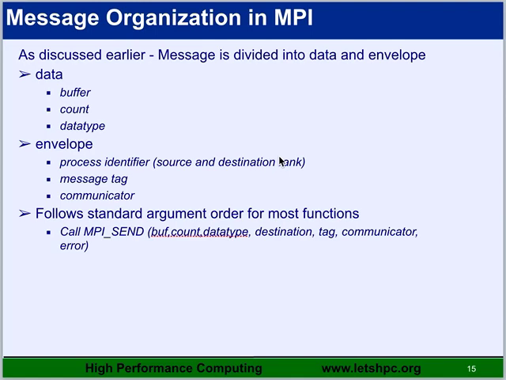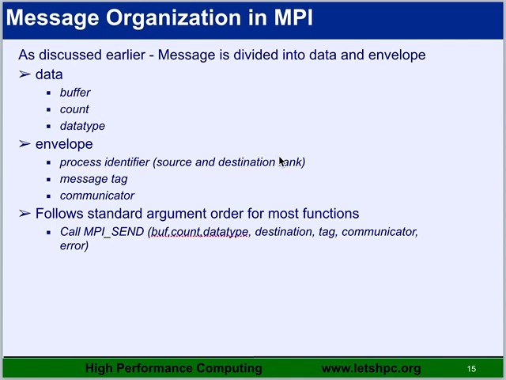So let us look into the message organization in MPI. So a message is basically divided into data and envelope. So data has basically three components: the buffer. We'll discuss what exactly a buffer is. The count, how much data we want to send, and the data type, what kind of data it is. The envelope basically consists of the process identifier. So, what is the source of the data and where it is supposed to go? So, the rank of the source and the destination. Some kind of message tag.